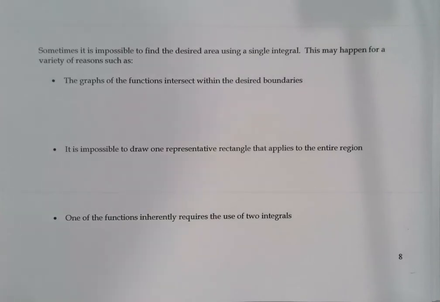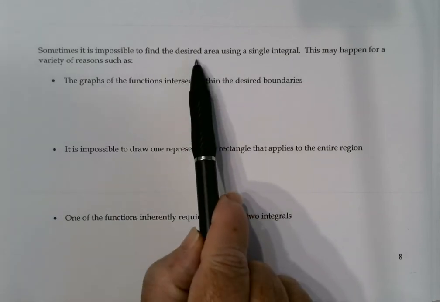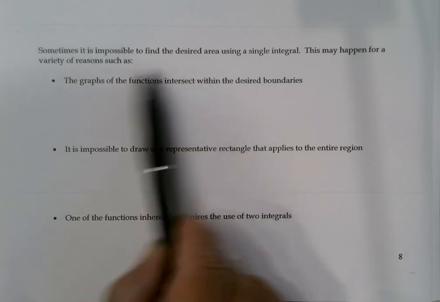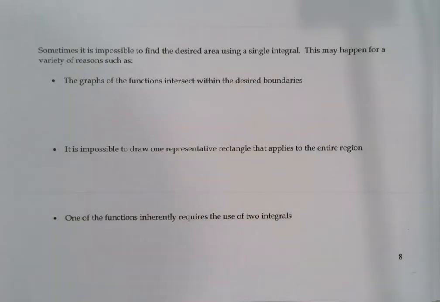This is section 6.2, part 2, and we've been talking about finding the area between two curves. Our criteria for picking the horizontal versus the vertical rectangle has always been, which one can I draw a consistent representative rectangle for, so that it's always going between the same two curves. Sometimes, unfortunately, it's impossible to do that. And in those cases, it's impossible to find our integral or our area unless we use more than one integral. We can't do it with just a single integral.